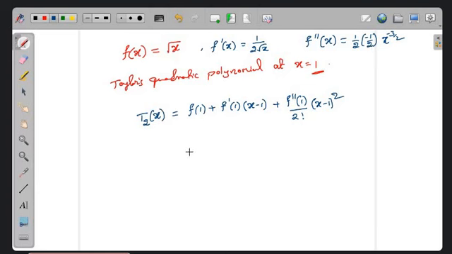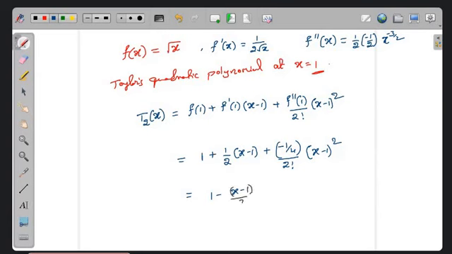Okay, so I hope you can see the function values at 1. So f of 1 is 1 only, plus f dash of 1 is 1 by 2 into x minus 1, plus f second derivative at 1, that is minus 1 by 4. So minus 1 by 4 by 2 factorial into x minus 1 whole square. So that is 1 plus x minus 1 by 2, plus minus 1 by 8 into x minus 1 whole square.